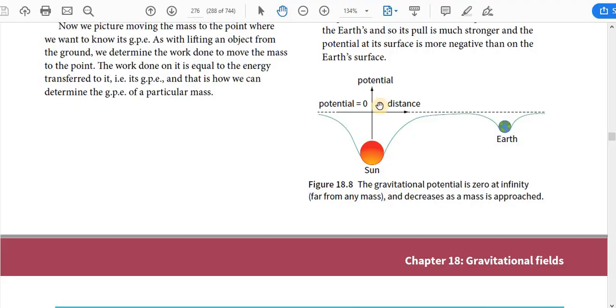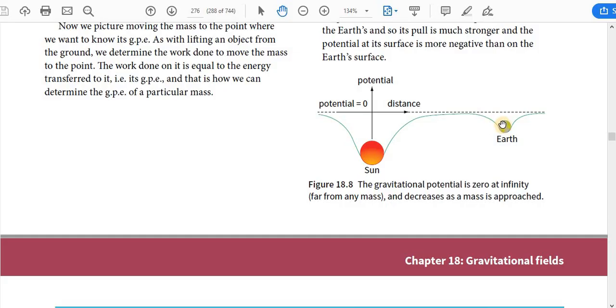Okay, we'll have a look at this diagram. Now you will understand why it's negative. The gravitational potential is 0 at infinity, far from any mass. So if there is no gravitational field acting on a particular body, then the gravitational potential is zero. We can also say the gravitational potential energy is also zero, because g is zero, and decreases as mass is approached.